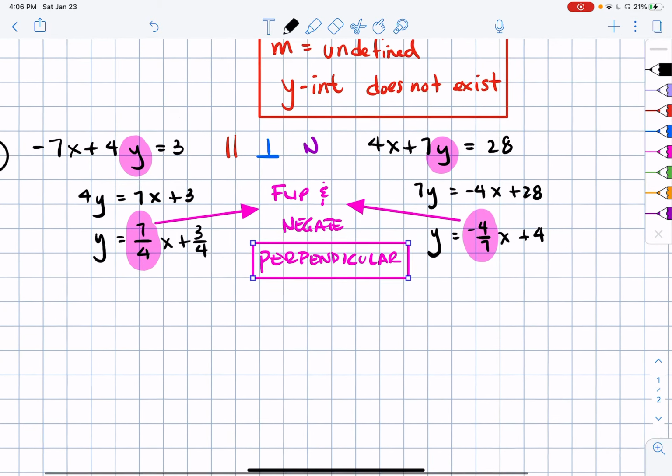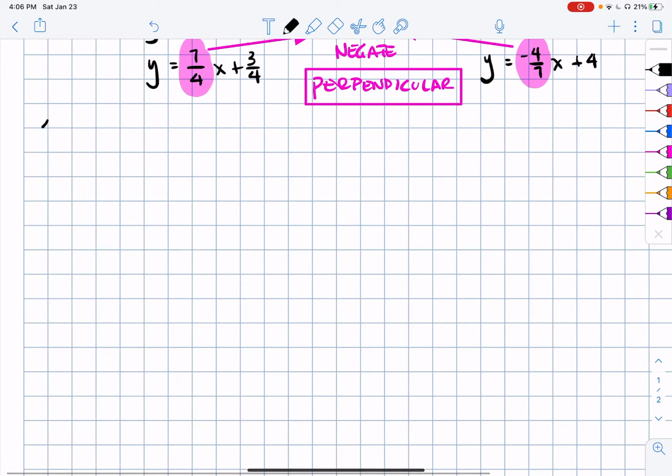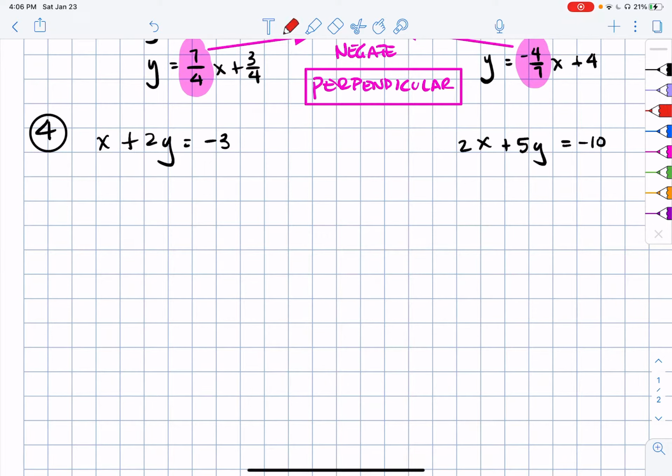All right, on to number 4. Number 4 is asking for the same thing. I got x plus 2y equals negative 3, and I have 2x plus 5y equals negative 10. Is it parallel, perpendicular, or neither, right?